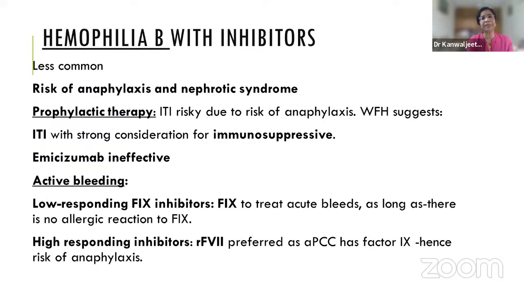Coming to hemophilia B with inhibitors, it is less common. We saw that it occurs in only 2% of severe hemophilia B. However, the risk of anaphylaxis and nephrotic syndrome is higher in those with hemophilia B with inhibitors. So they have a high risk of anaphylaxis, and those with anaphylaxis have a high risk of nephrotic syndrome. If a patient with hemophilia B starts having proteinuria, you need to check for inhibitor. So that was one of the screening indications.